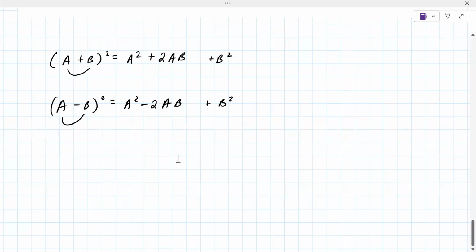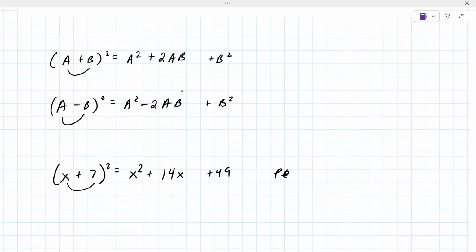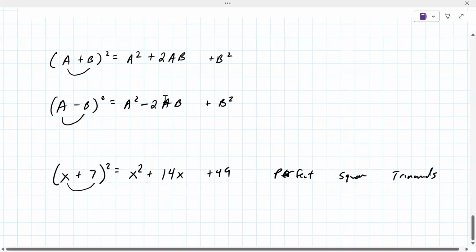So the idea is that you can more quickly multiply something like x plus 7 squared. It's x squared plus 49. And then 7 times x is 7x doubled is 14x. By the way, these are all called perfect square trinomials. You might remember that from a previous unit. So the mistake here, here's what happens. The mistake is that you forget about this and then you just write x squared plus 49, which is completely wrong. It has to have three terms.